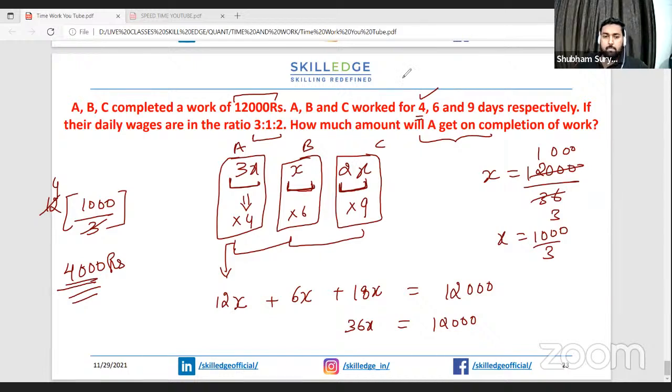Okay. So this was all about the basics of time and work. You can just check out the assignment of time and work in the aptitude edge section of your skill edge app guys. ठीक है, तो एप्लीकेशन में जाओ, वहां पे एप्टीट्यूड एज का सेक्शन है, वहां पे आपको टाइम एंड वर्क का असाइनमेंट मिल जाएगा। तो उस असाइनमेंट को अच्छे से प्रैक्टिस करो.